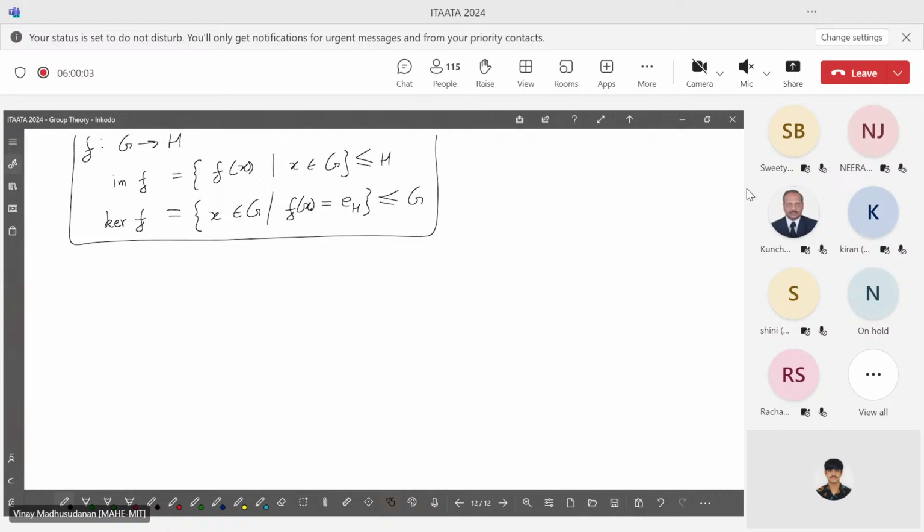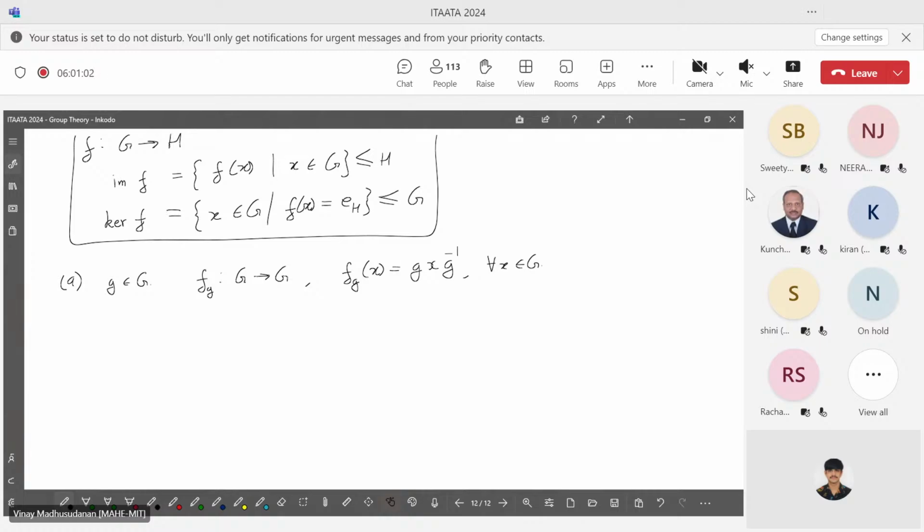So the first tutorial problem, the actual tutorial problem, first one, part A. Fix an element g in G. Define the mapping f_g from G to G by f_g of x equal to g x g inverse. Is it a homomorphism? In fact, an automorphism.